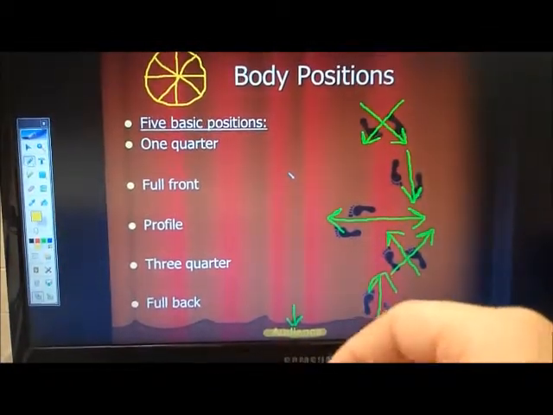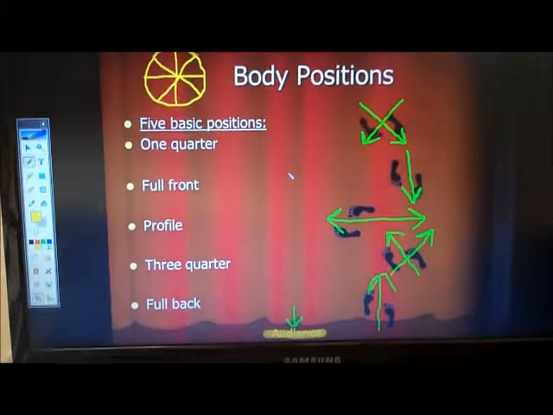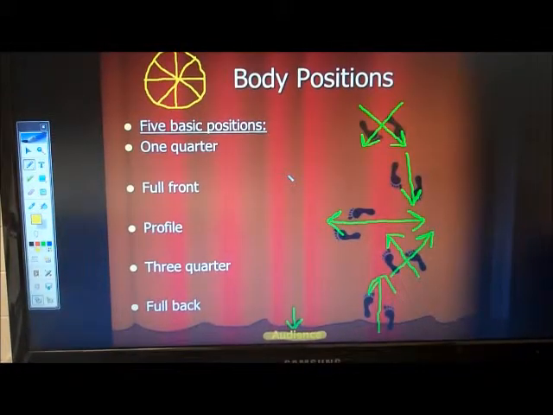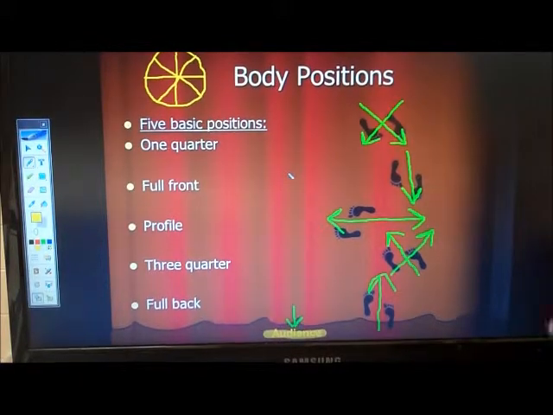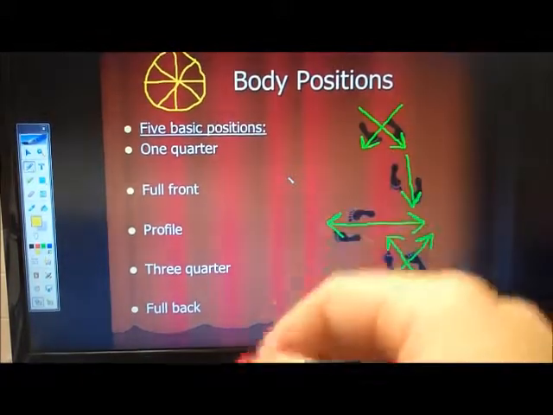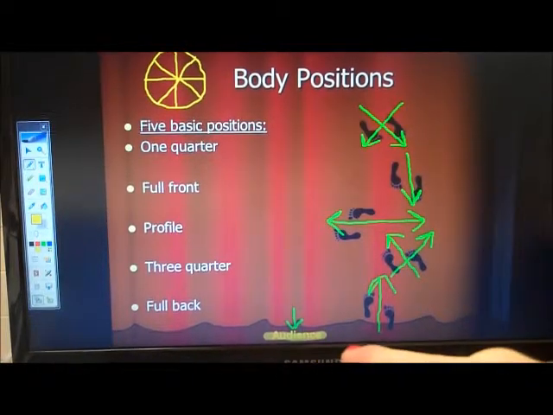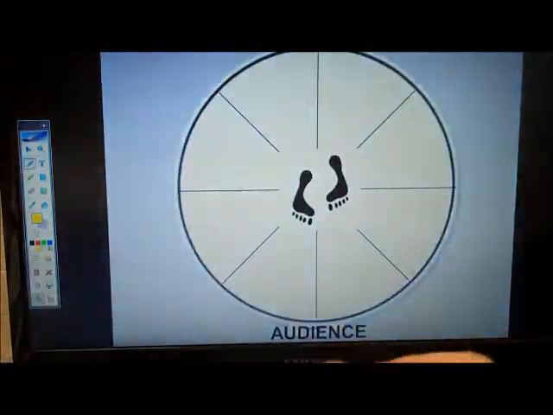It creates a different language between a director and an actor, and it just makes it a lot easier to communicate on stage rather than having to get up on the stage yourself and always show the actor what you want them to do. It just creates a different vocabulary for them. So those are all the body positions. So now we're going to practice that a little bit.